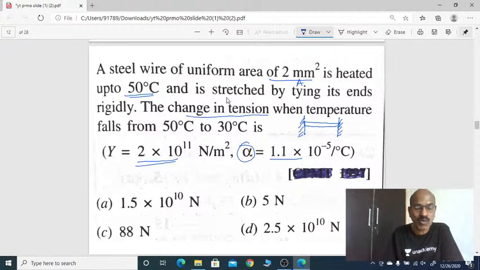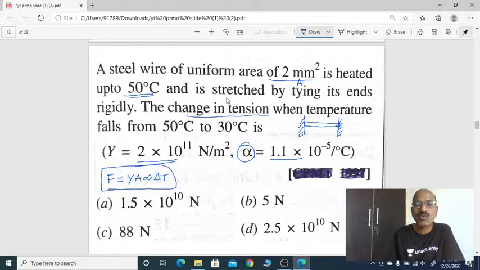Tension is nothing but force. The rod is fixed at both ends. Then we know that formula. Tensional force is nothing but F only. Change in tension is nothing but F equal. See, Young modulus given, area of cross section given. This concept we just now discussed. We know the formula F equal Y A alpha into delta T. That's it. This is tensional force.